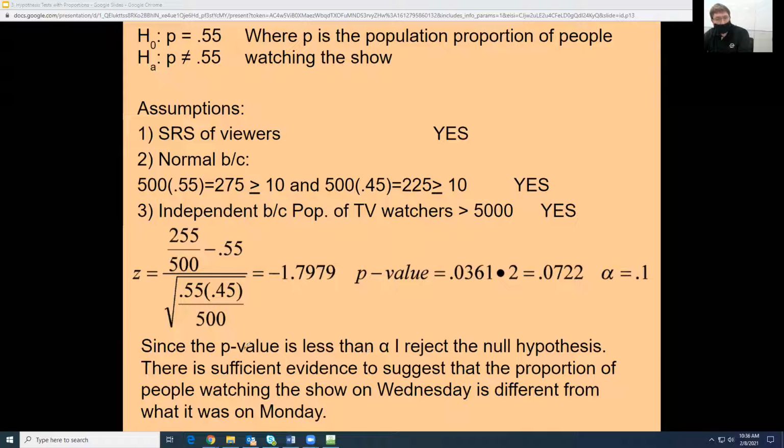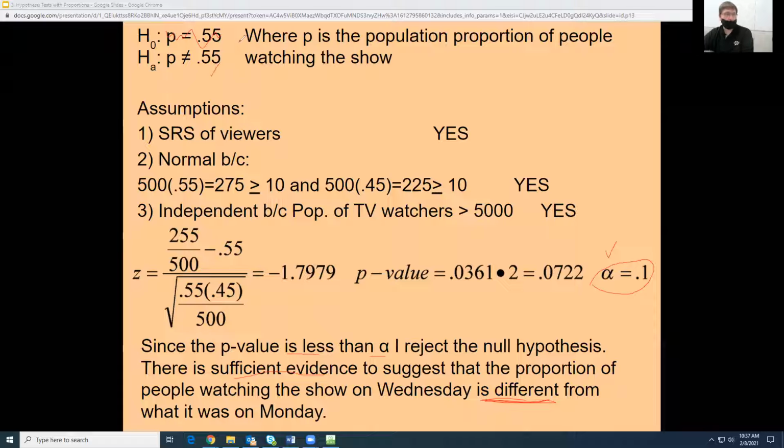All right, so since the p-value is less than my alpha, in this case, they told me to use an alpha of 0.1. We will explain later in the year why it is important to decide carefully what you want. Right now, just go with what they tell you. I reject the null hypothesis, so I'm rejecting this, and I'm now saying this is no bueno. There is sufficient evidence to suggest that the proportion of people watching the TV show on Wednesday is different from what it was on Monday.